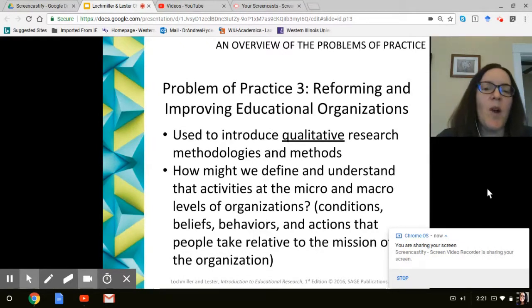Okay, problem of practice 3, reforming and improving educational organizations. And this is an example used to illustrate qualitative research.